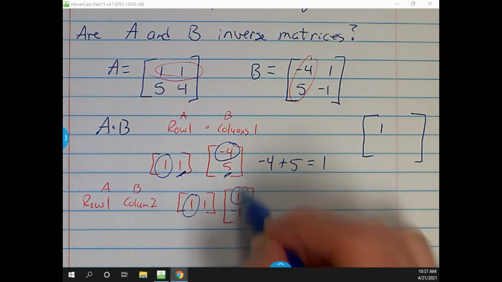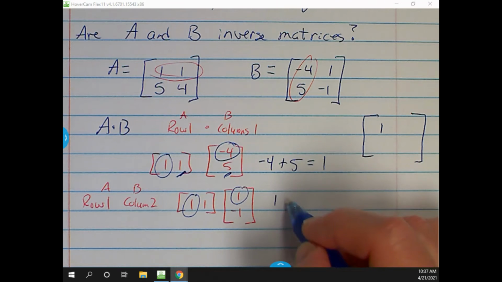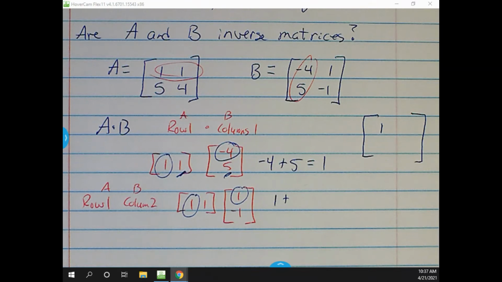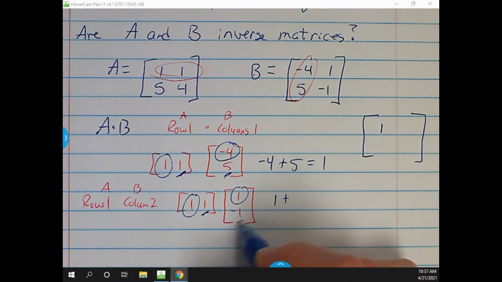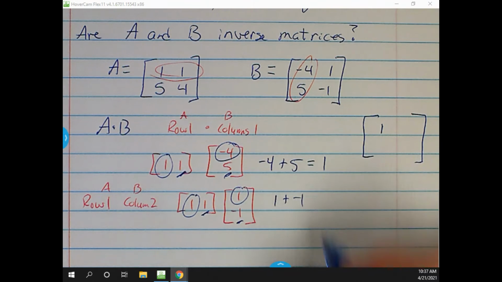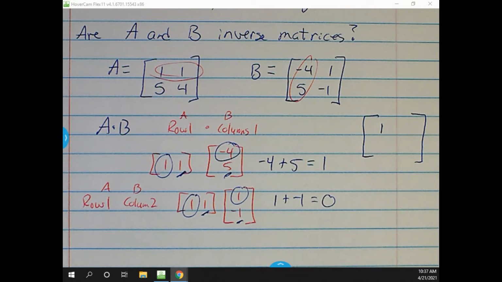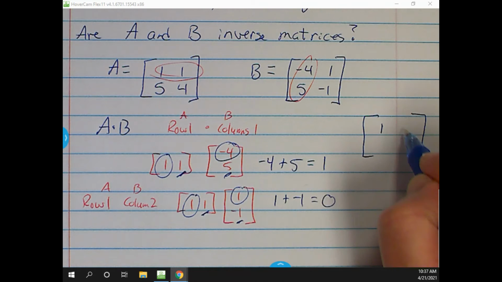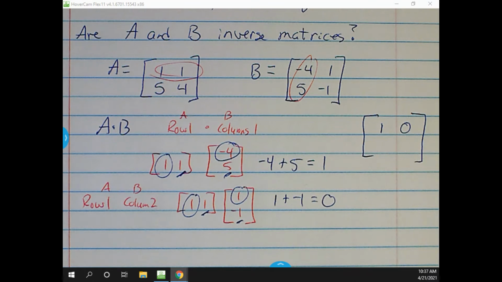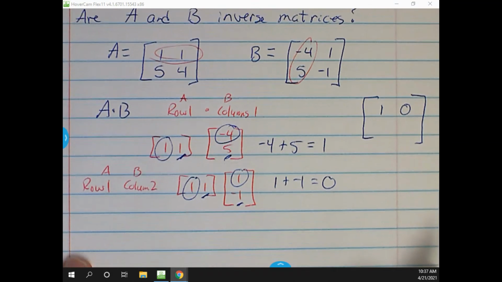Okay, so that's 1 times 1, which is 1. Then we're going to add that to 1 times negative 1, and that would be 0. Okay, so far so good. So we've got 1, 0 on this one. If the next numbers are 0, 1, then we've got what would be the inverse of it.